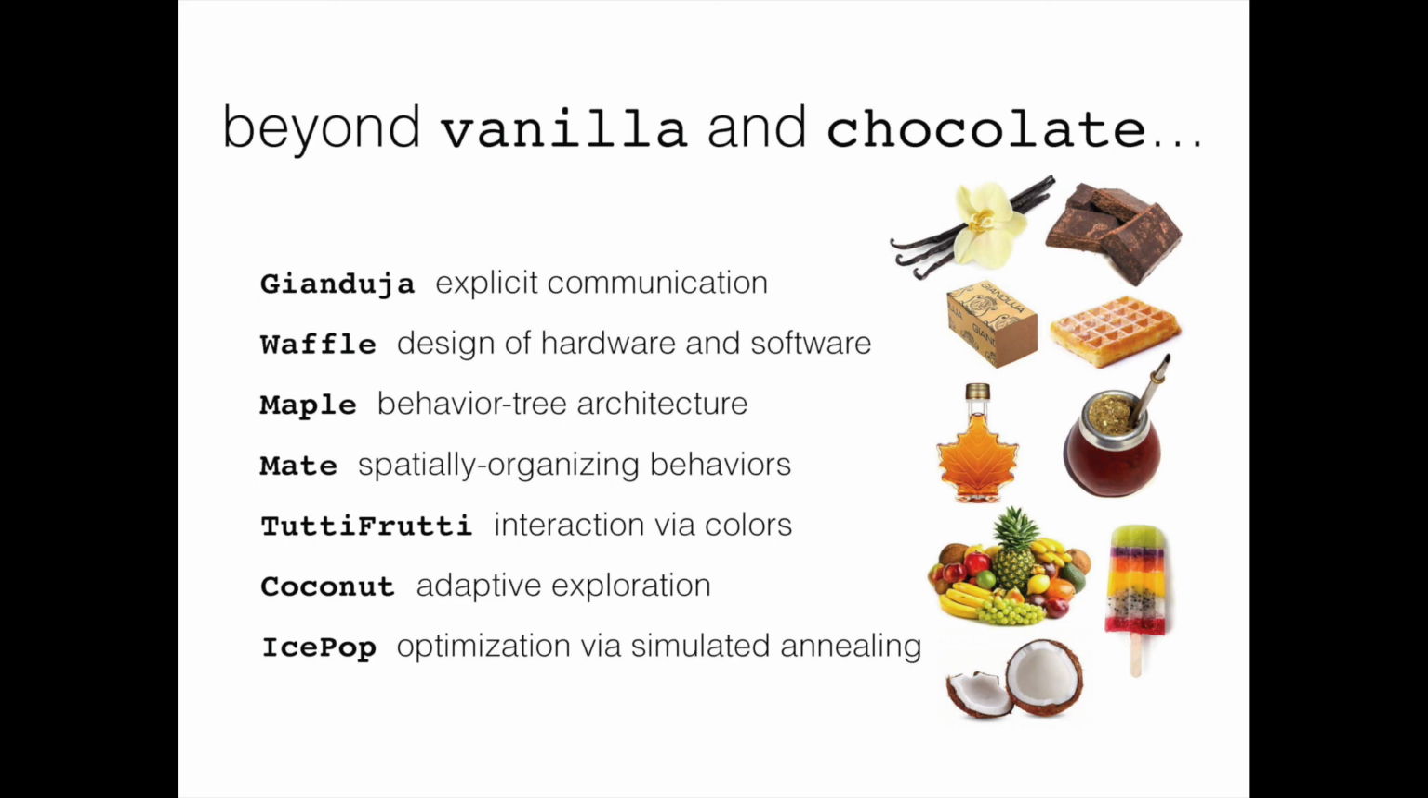We have defined Mate, in which the robots have some low-level behavior to spatially organize, so to position themselves one with respect to the others to form a lattice. Tutti Frutti, in which the robots can display colors and see the colors displayed by other robots and use these colors to communicate. Coconut, in which the exploration strategy used by the robot can be fine-tuned by the design method. And Isopop, in which the optimization is performed using simulated annealing. We move on to the following slide, number 45.